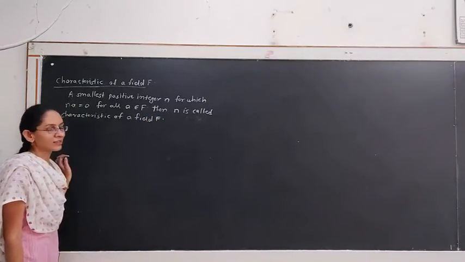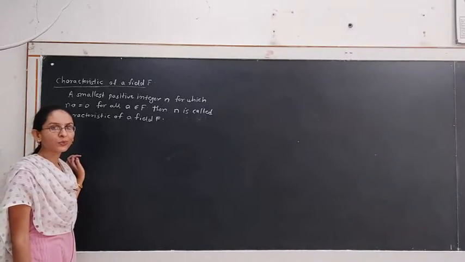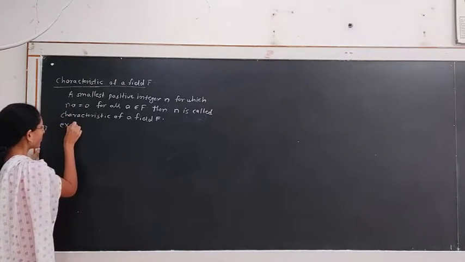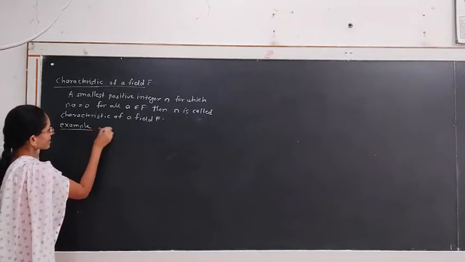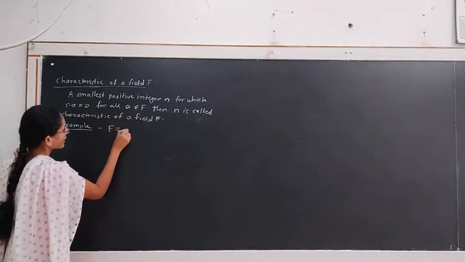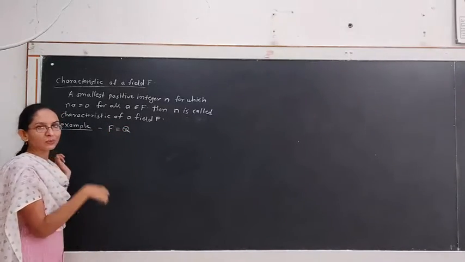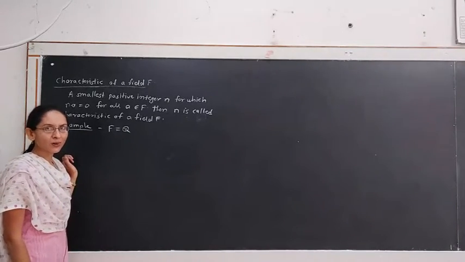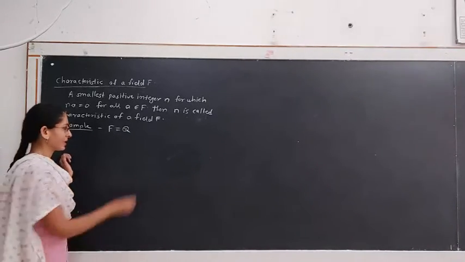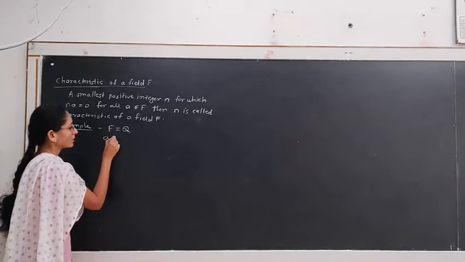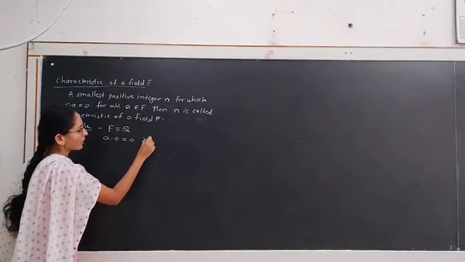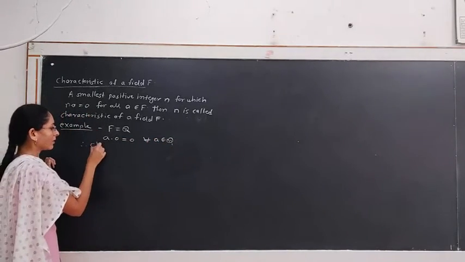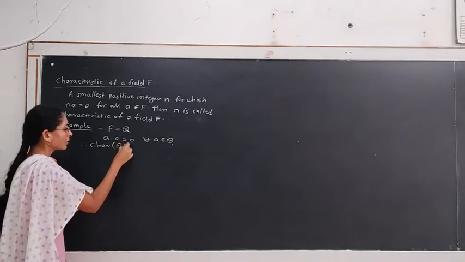A field has characteristic either 0 or a prime number. For example, if we consider field F is equal to the field of rational numbers, then its characteristic is 0, because 0 is the smallest positive integer for which a into 0 is equal to 0 for all a belongs to Q. Therefore, characteristic of field Q is equal to 0.